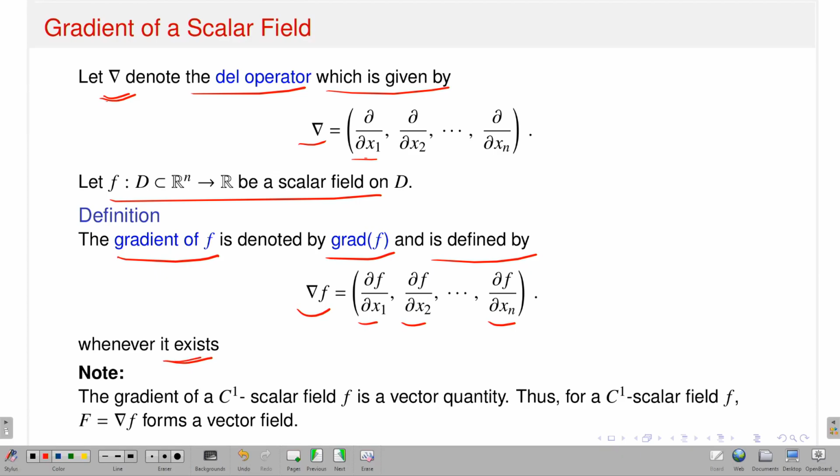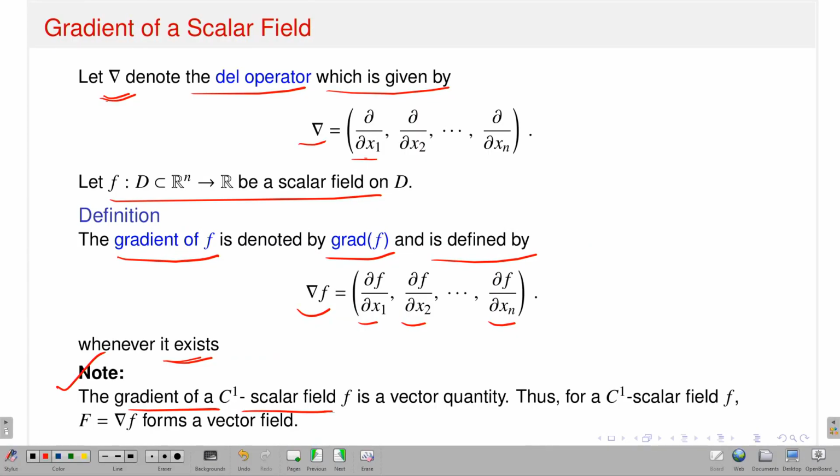So once again, if I start with a nice scalar field, say a C1 scalar field, then the gradient of f is a vector valued function with vector variable, whereas I started with a scalar valued function with vector variable. That means if I have a scalar field and take the gradient, it will be a vector field. Look at the note here: the gradient of a C1 scalar field is a vector quantity. Of course, it is quite clear from these definitions of grad f.